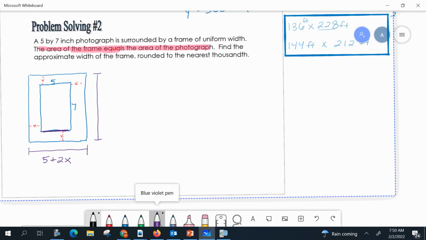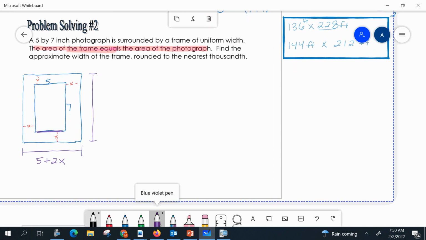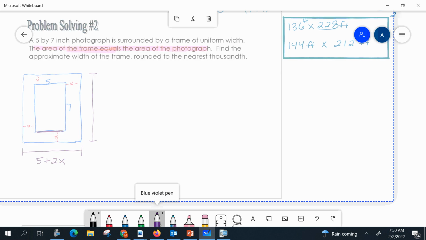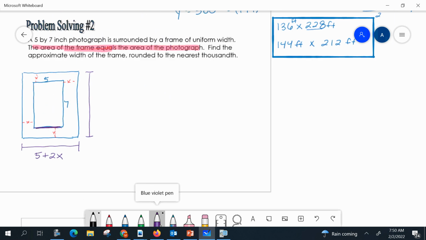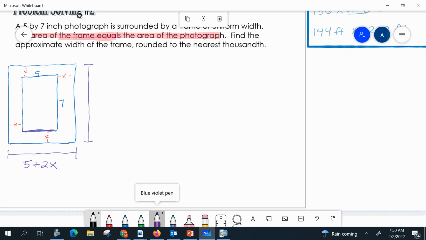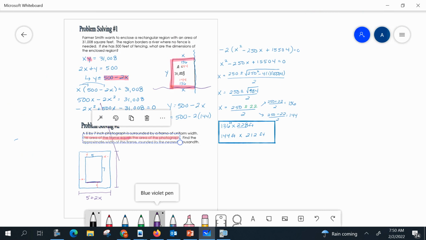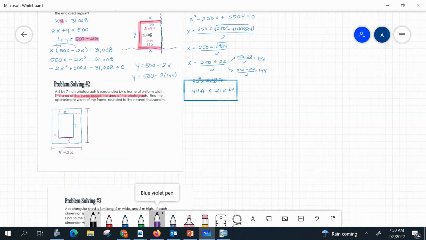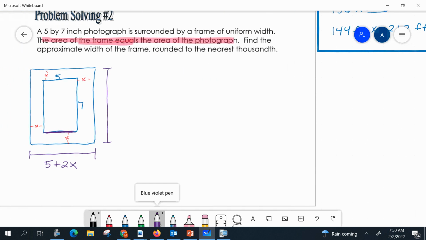And then similarly, if we know this is 7 and I add x here and x here, this entire part is going to be 7 plus 2x. Sorry about that. I don't know why it does this sometimes. Okay. All right, so this whole part is going to be 7 plus 2x. And if I take the length 5 plus 2x and times it by the width 7 plus 2x, it's going to equal the area. Now they said that the area of the frame equals the area of the photograph.